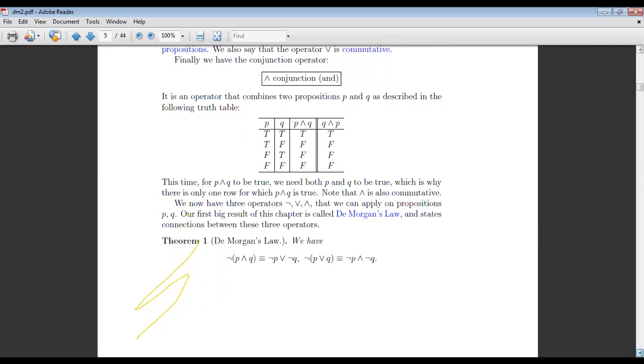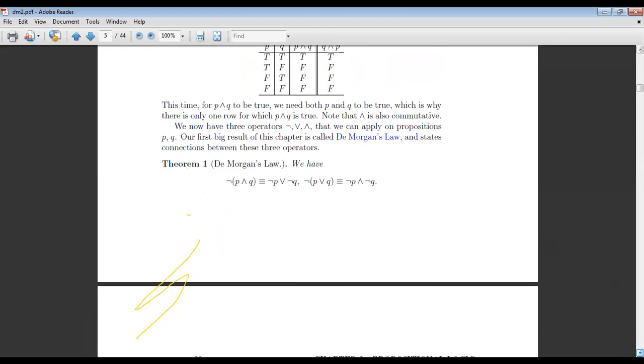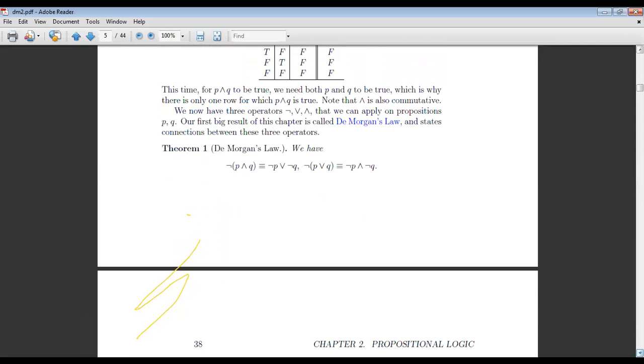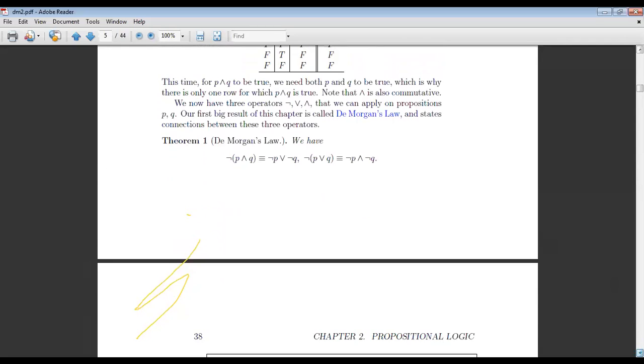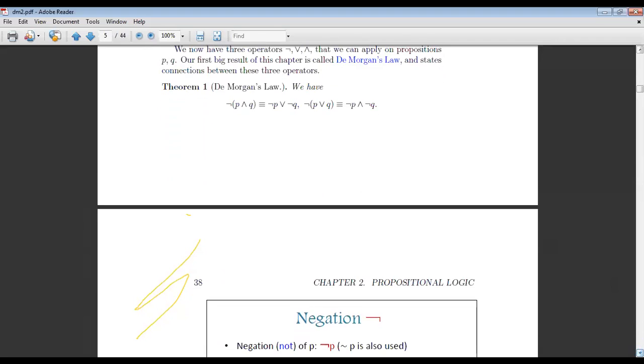You have verified De Morgan's law. Can you prove this theorem? Everyone, have you seen theorem 1? Am I audible? Yes, sir. Have you seen theorem 1? Yes, sir, De Morgan's law. That theorem we are going to prove first, with the help of a truth table.